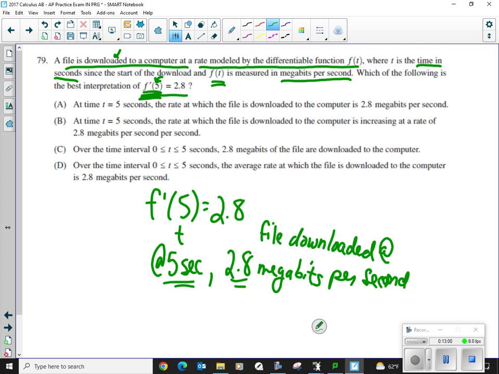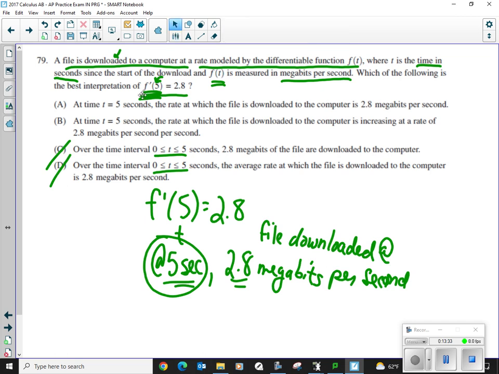Let's see what our options are. Well, C and D say over this interval. No, it's not, it's right at 5 seconds. There's no interval. So A says, at 5 seconds, the rate at which a file is downloaded to the computer is 2.8 megabits per second. Okay. And B says, at time t, the rate at which a file is downloaded to the computer is increasing at a rate of 2.8 megabits per second.